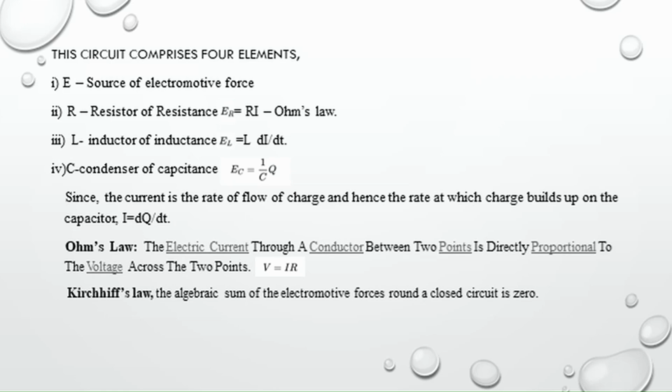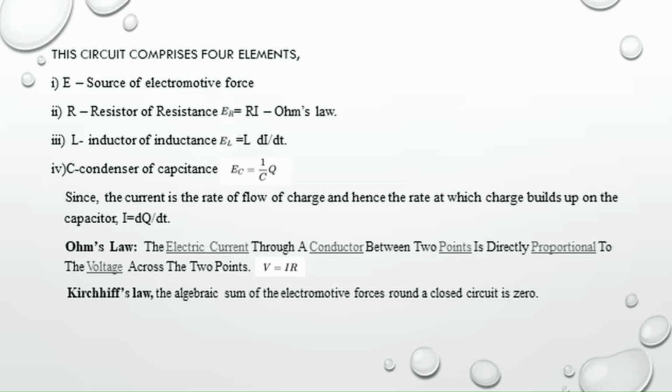R is a resistor of resistance, opposing the current and affecting a drop in EMF of magnitude ER equal to RI. This equation is Ohm's law. We know that Ohm's law states that the current through a conductor between 2 points is directly proportional to the voltage across the 2 points, V equal to IR.